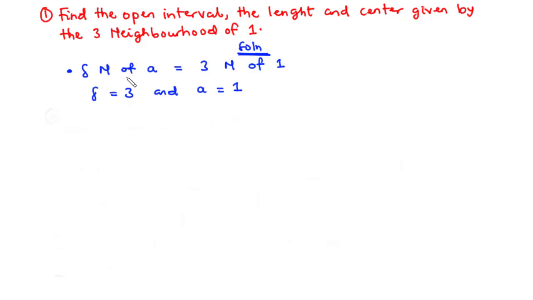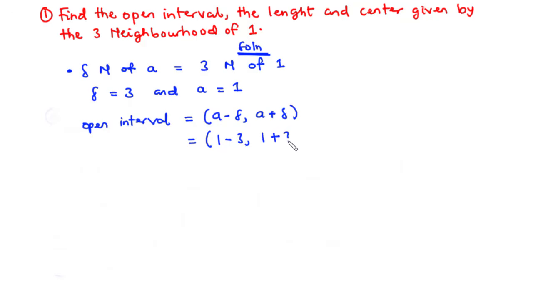Now we know that the delta neighborhood of A is given by the open interval (A minus delta, A plus delta). So in the question, if we are given the 3 neighborhood of 1, then that will be given by the open interval. In place of A, we have 1, in place of delta, we have 3. So we have 1 minus 3, and then 1 plus 3. Now let's simplify this. 1 minus 3 is negative 2, and then 1 plus 3 is 4. Therefore, the 3 neighborhood of 1 is given by the open interval (negative 2, 4). So this is the open interval of the 3 neighborhood of 1.